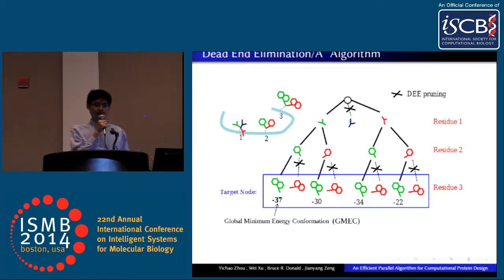Second, the A star algorithm is used to search over the remaining conformation space to find the global minimum energy conformation. Here is an example of a 3 mutable residue protein search tree. The first residue has 3 allowed rotamers, while the second and the third residues have only 2. In the search tree, at each layer we determine 1 rotamer for a particular residue. So in the last layer of the search tree, the whole protein will be determined. Finding the global minimum energy conformation is equivalent to finding a node with minimum energy in the last layer of the search tree.